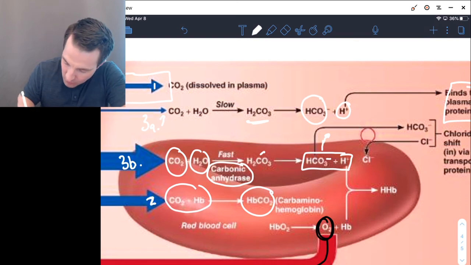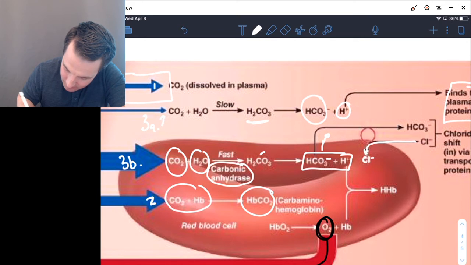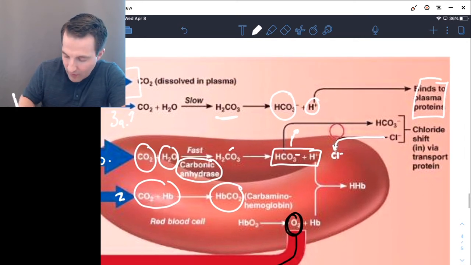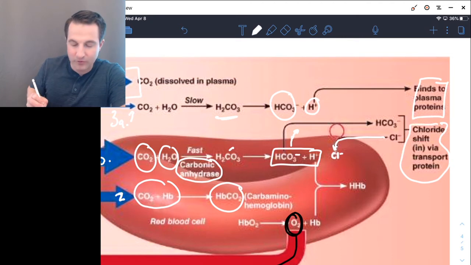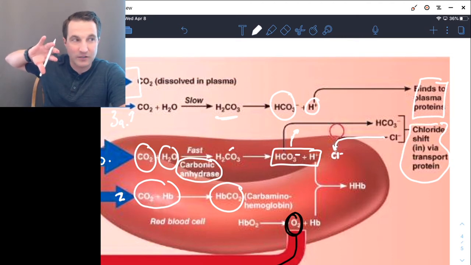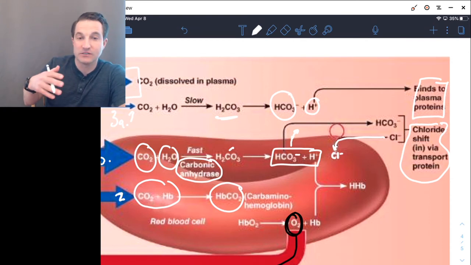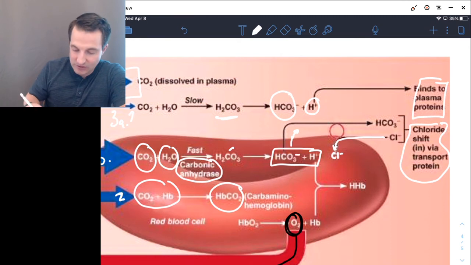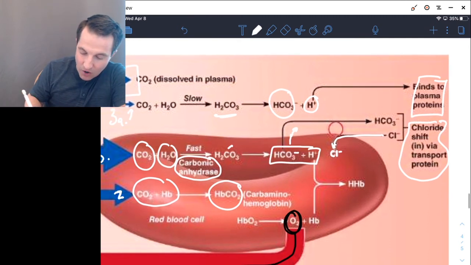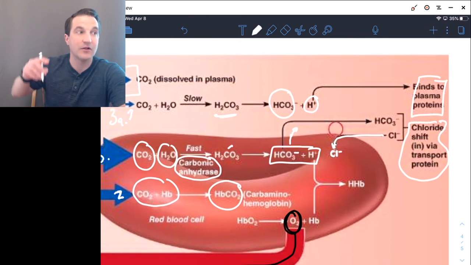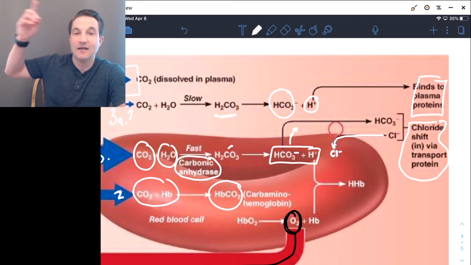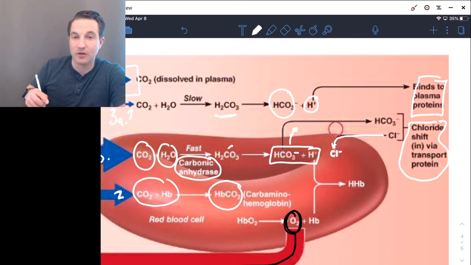So therefore, we have chloride moving in. And this is known as the chloride shift. We have a transport protein on the red blood cell's surface that's going to allow that chloride to shift from outside the red blood cell to inside to help balance the charge. And what this enables us to do is continue to make our bicarbonate within the red blood cell and keep on shifting that bicarbonate out into the blood plasma.